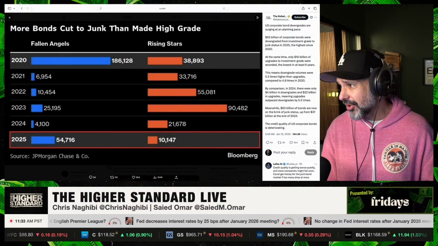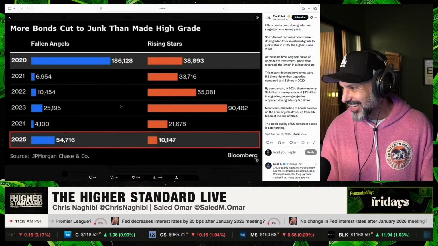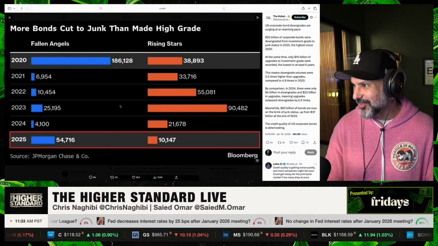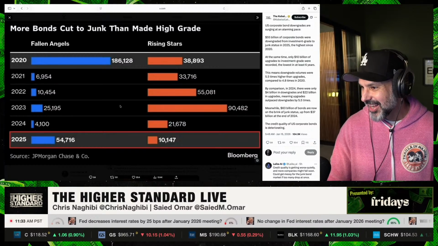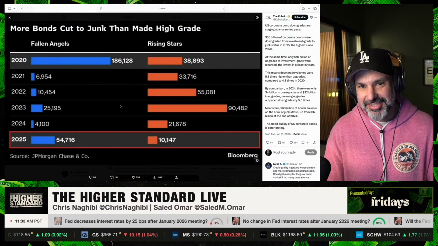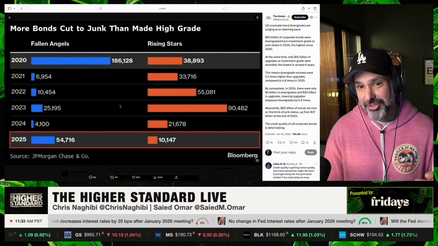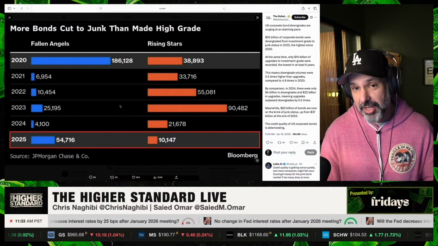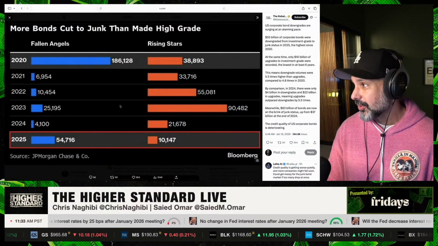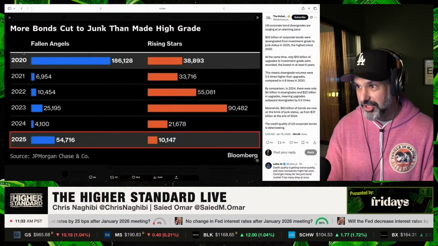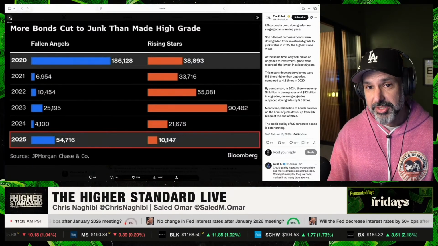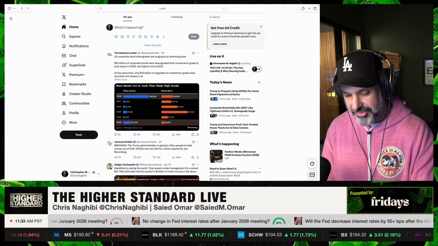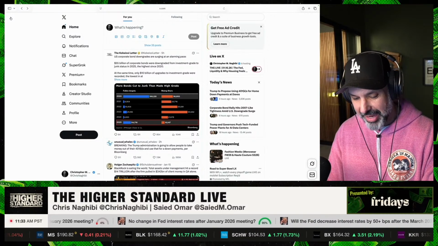And here you have fallen angels, rising stars. JP Morgan's comparison of more bonds cut to junk than made high grade. And the bond market is one of those things that escapes many people. I myself don't fully understand it. I've got a mentor who's helped me over the last couple decades, helped me get a better understanding of it and speak from a more articulated place. But suffice it to say, I think this is where there's a lot of risk in the economy right now. Whether that rises to economic impacts that are meaningful to you and me remains to be seen.